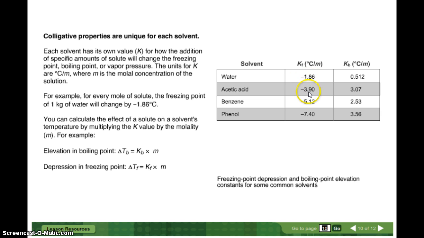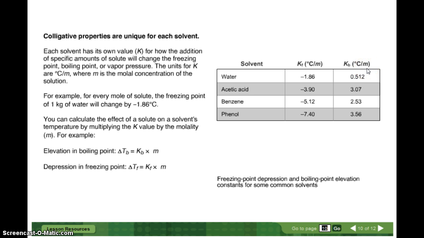Look at how much 1 mole of salt changes acetic acid. It changes it a total of negative 3.9. Look at how much it changes benzene. Again, adding 1 mole of salt to any of these will have this effect. Changes it by negative 5 degrees. It changes phenol by negative 7 degrees.